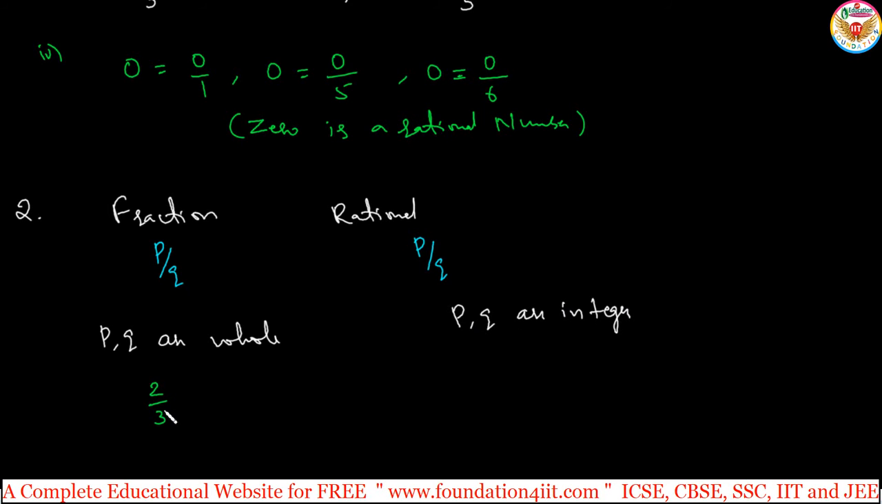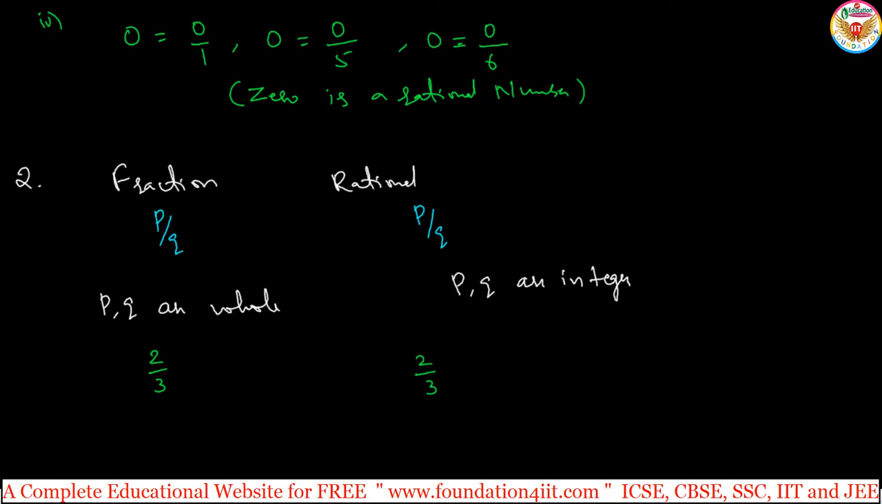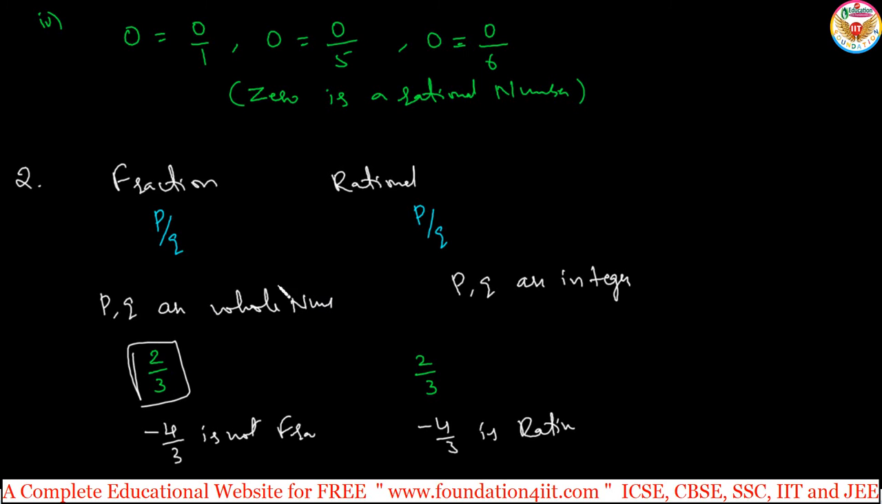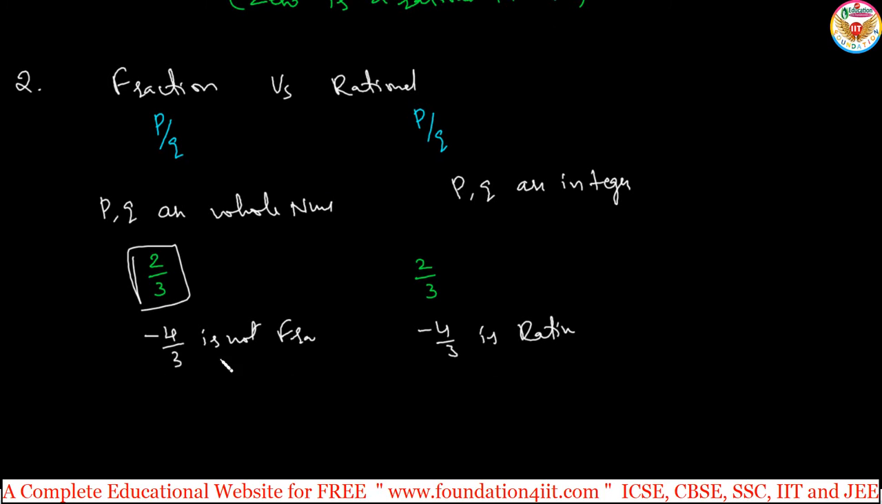So 2 by 3 is a fraction. The same 2 by 3 is a rational number, right? And minus 4 by 3 is not a fraction. But minus 4 by 3 is a rational number. Okay, there is a difference. A fraction is only a positive number, or even 0. P, Q must be whole numbers. Then only it is a fraction. For rational numbers, P and Q are integers. So every fraction is obviously a rational number, but every rational number need not be a fraction. So every fraction is a rational number, but the converse is not true.